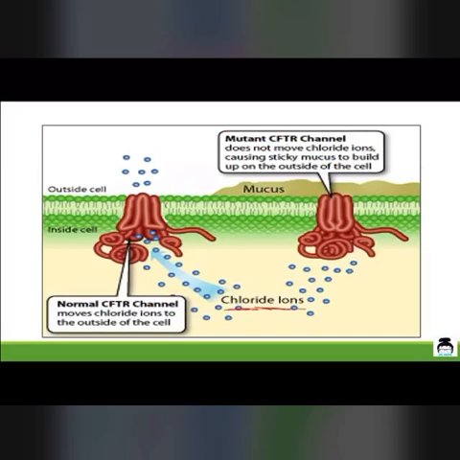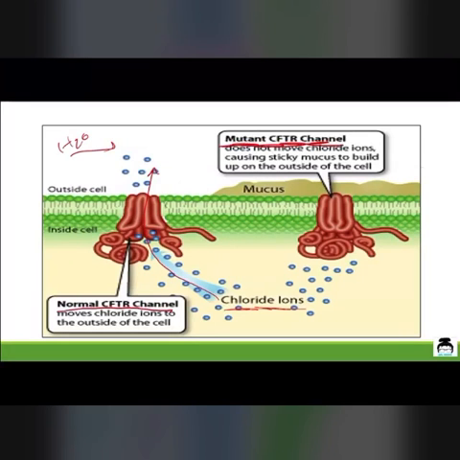This is another illustration. So you have chloride ions in the normal CFTR. Chloride ions are being transported from the inside to the outside, and so water is going to follow into the mucus, which in this case is not visible because it has been transported to the nose and throat.